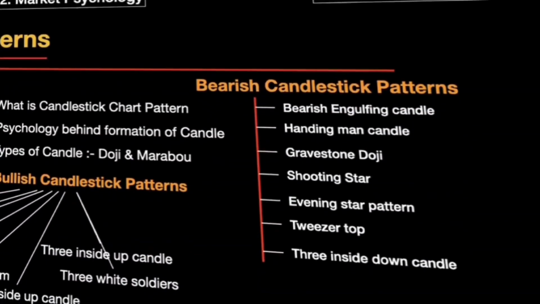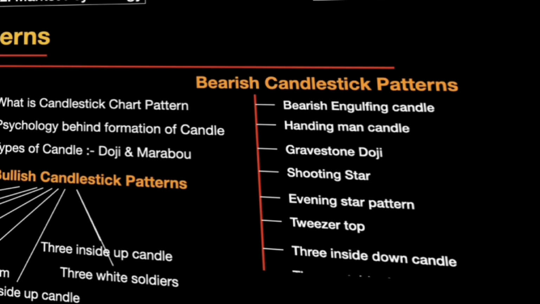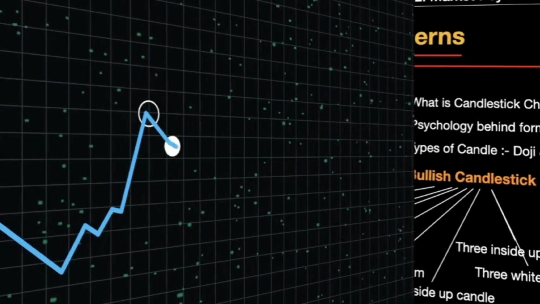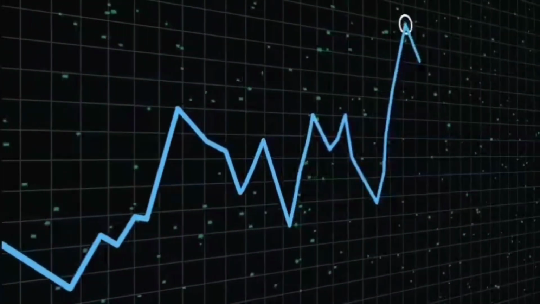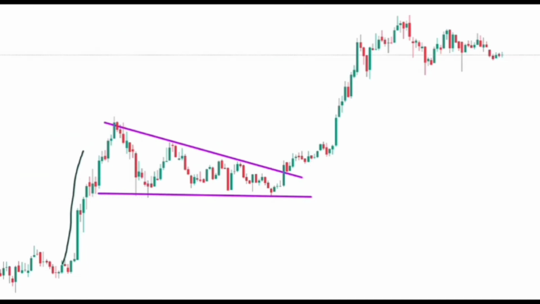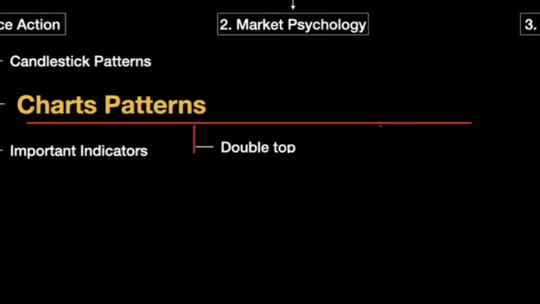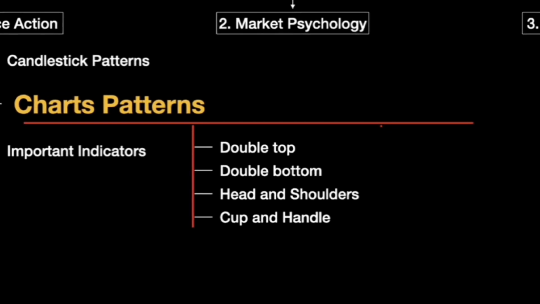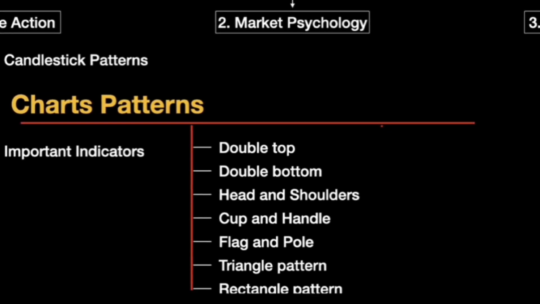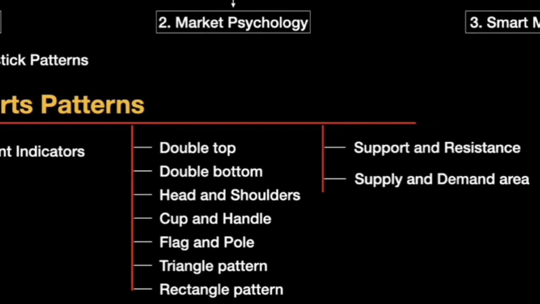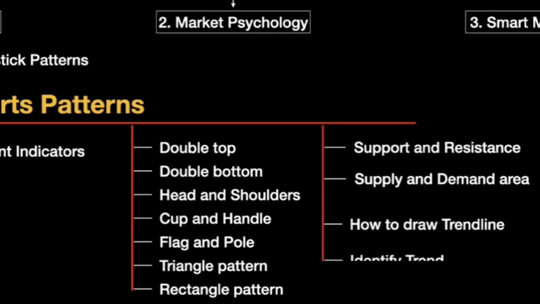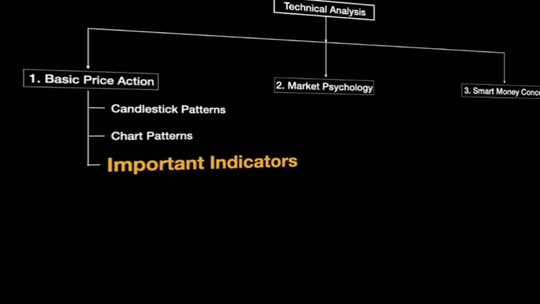Chart patterns. Market prices form certain patterns due to price movement. If we can identify these patterns, it becomes easier to find profitable trades. Some important chart patterns we will learn: double top, double bottom, head and shoulders, cup and handle, flag and pole, triangle, rectangle, support and resistance, supply and demand areas. Additionally, we will learn how to draw trend lines and identify trends like uptrend, downtrend, and sideways.